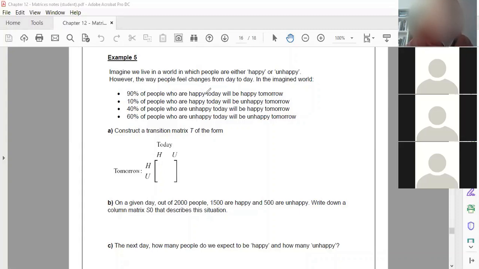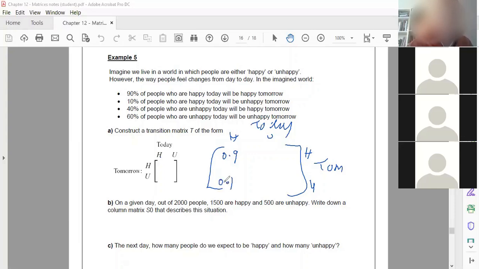So 90% of people are happy today and will be happy tomorrow. Happy today, happy tomorrow, 0.9. I'm just going to give myself a bit more room. Tomorrow, happy, unhappy; today, happy, unhappy. Happy today, happy tomorrow, 0.9. This means it's 0.1. 40% of people are unhappy today and will be happy tomorrow. Unhappy and happy, 0.4, which means that's 0.6. Okay, I've got my columns adding to 1, so I'm happy.